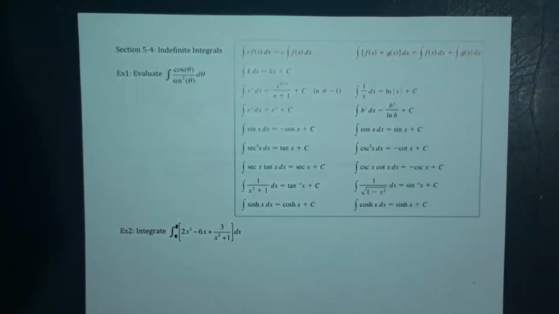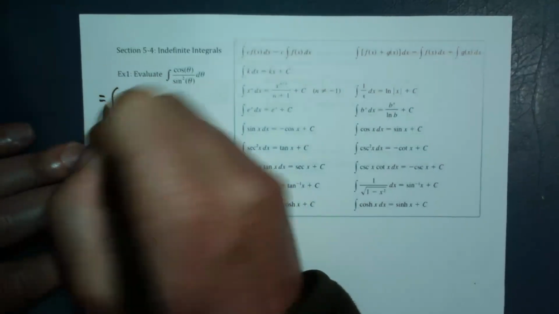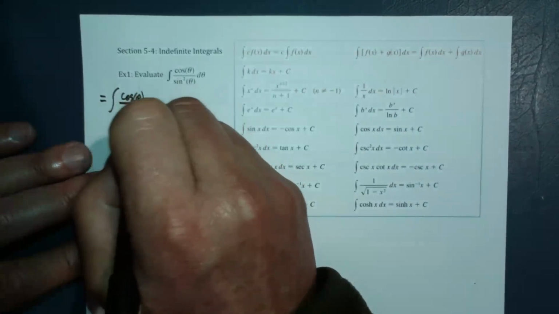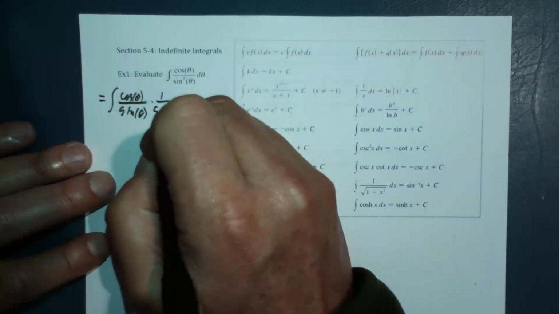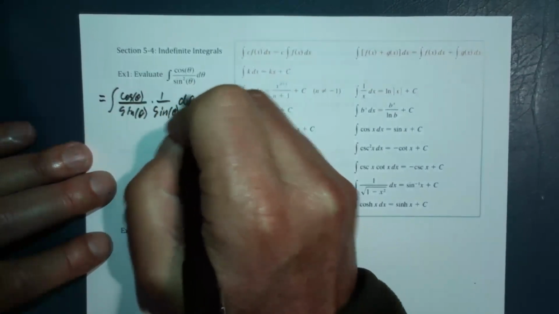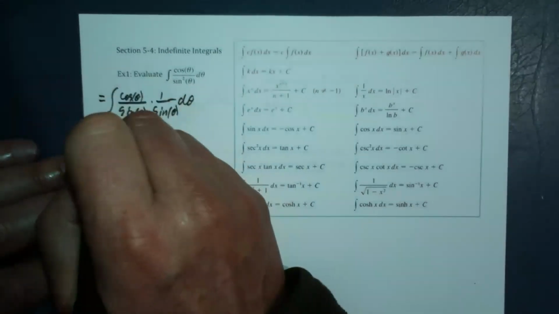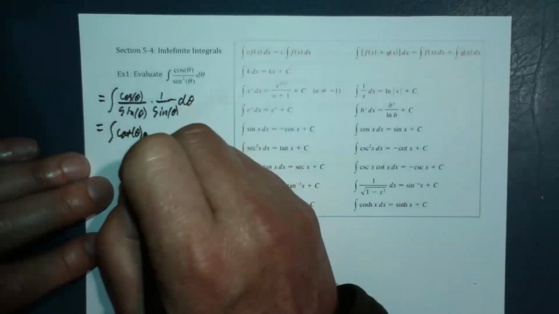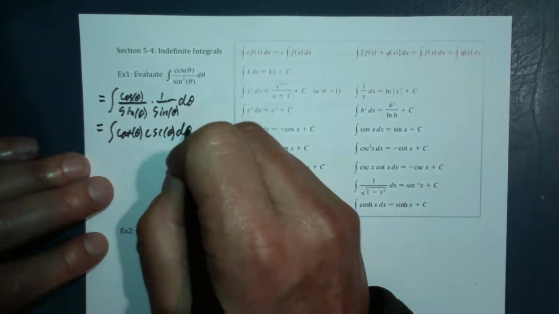All right, let's get started. Example 1, we have cosine theta over sine squared theta. So we're going to end up with, I'm going to call this cosine theta over sine theta times 1 over sine theta d theta. And cosine over sine is cotangent. 1 over sine is cosecant theta d theta.